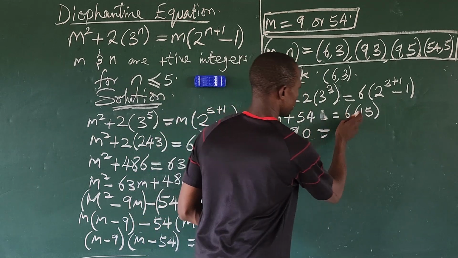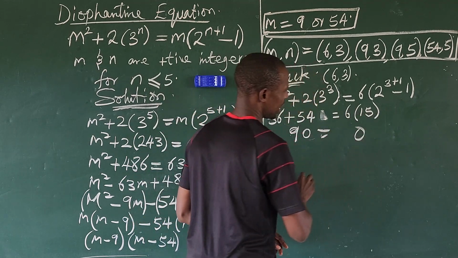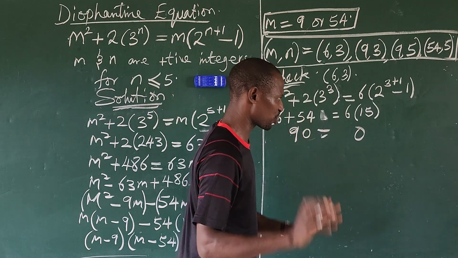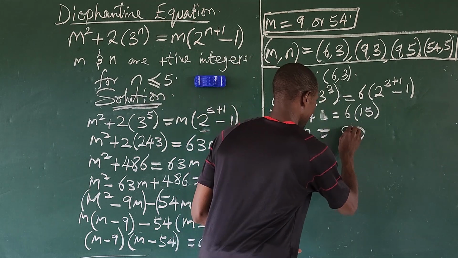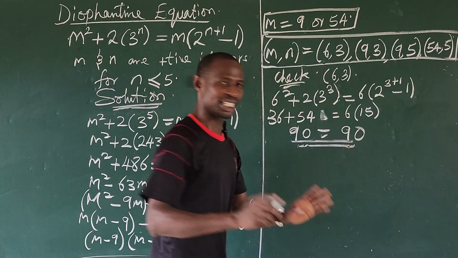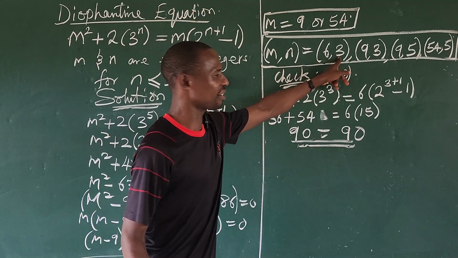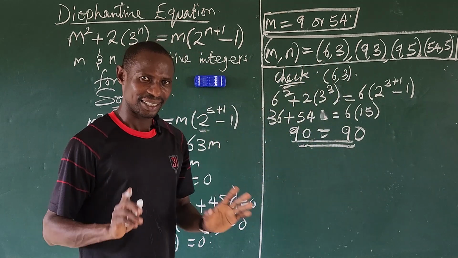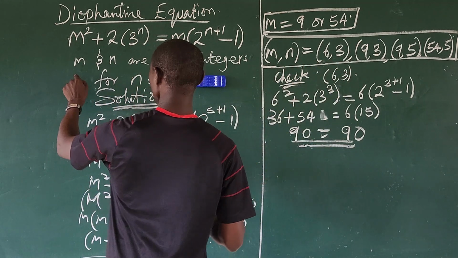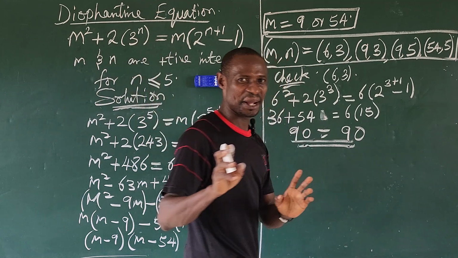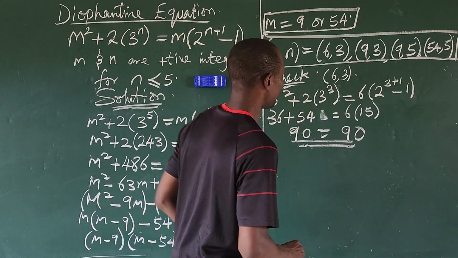This equals 6 times 5, which will give us 30, carry 3. 6 times 1 will give us 6, plus the 3 carry, we have 9. So we have 90. So this shows that the first pair satisfies the original equation, which is this. Okay, again, let's check for the next.